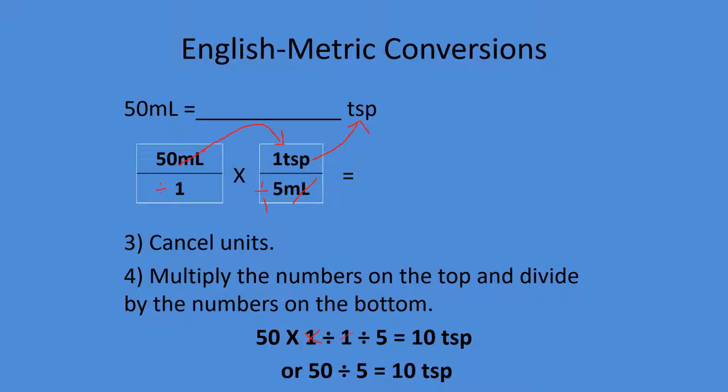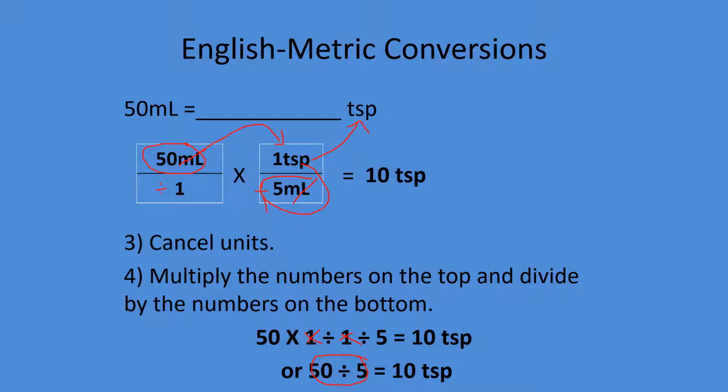Anything that's 1, however, you can just leave out. Right? Because you multiply by 1, divide by 1, it's the same answer. So just focus on the numbers. So it's 50 divided by 5, since 5 is in the bottom. And that's all you got to do. If you have 50 mLs, that's going to be equal to 10 teaspoons.